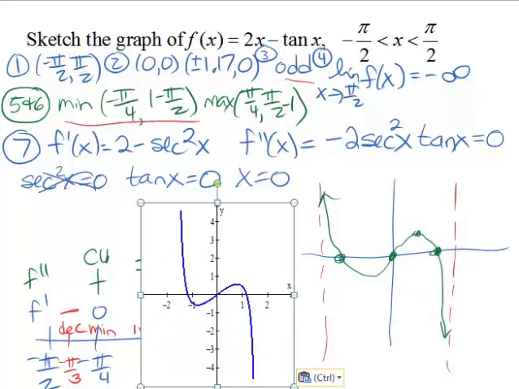Here's an official graph so we can see how we did. And we didn't do too badly. We've got our correct places where we've got our concave up, then concave down, our inflection point right here, our local minimum, our local maximum.